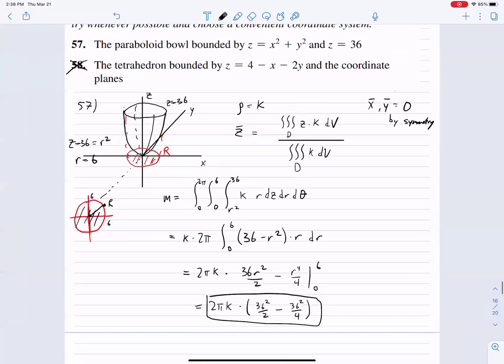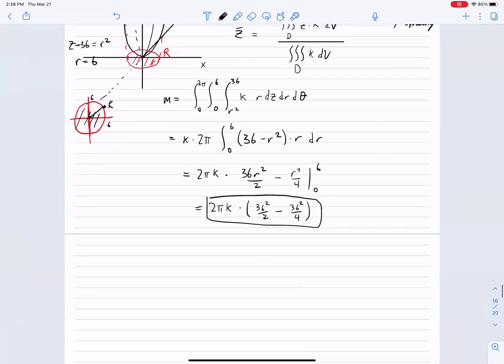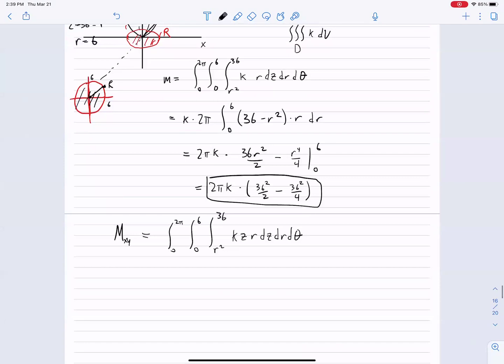What's going to be the difference to get the moment is you do the exact same thing, but instead of integrating k, we're going to integrate zk. So to get the moment with respect to the xy plane, this is going to be the triple integral: 0 to 2 pi, 0 to 6, and then r squared to 36, but now it's k z r dz dr. That's a lot of letters.